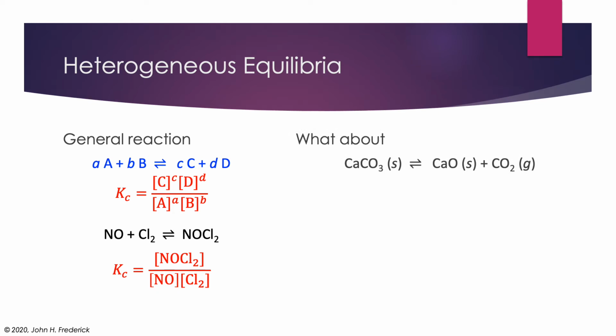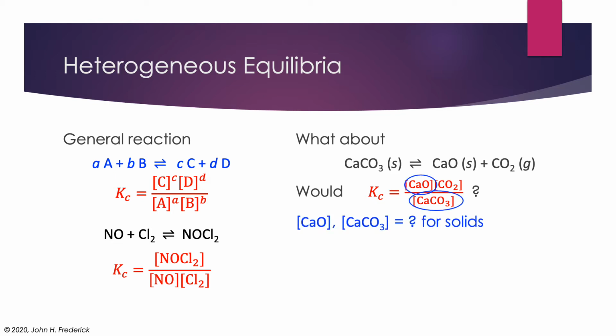I want to ask, what about a reaction like this, where you've got calcium carbonate converted into calcium oxide and carbon dioxide? This is the conversion of limestone to lime that generates carbon dioxide. Would we have an equilibrium constant given by this, the concentration of calcium oxide times the concentration of carbon dioxide divided by the concentration of calcium carbonate? But how do we define these?